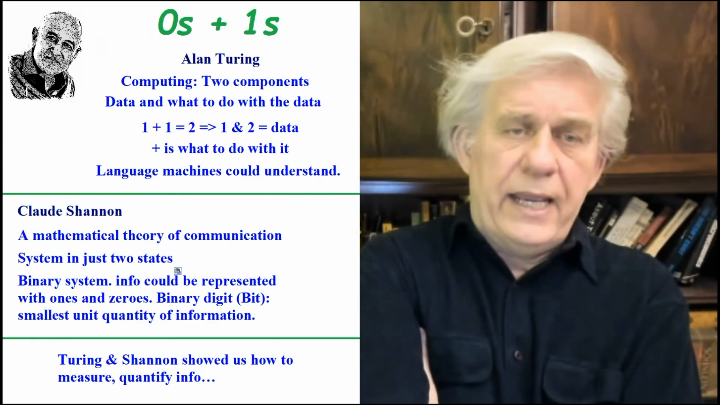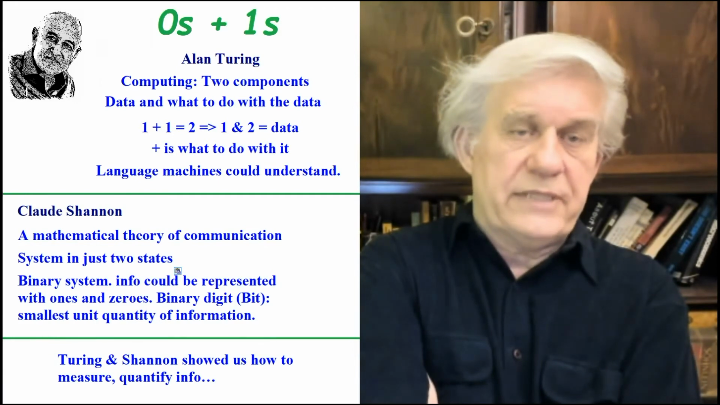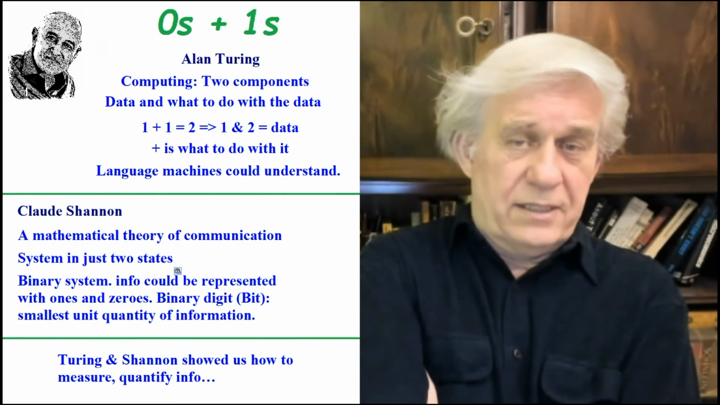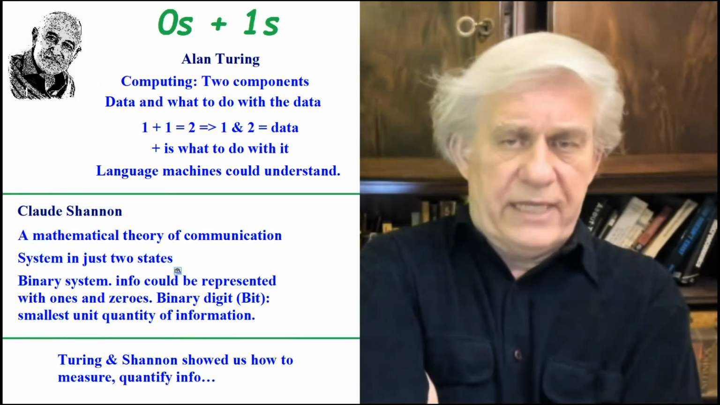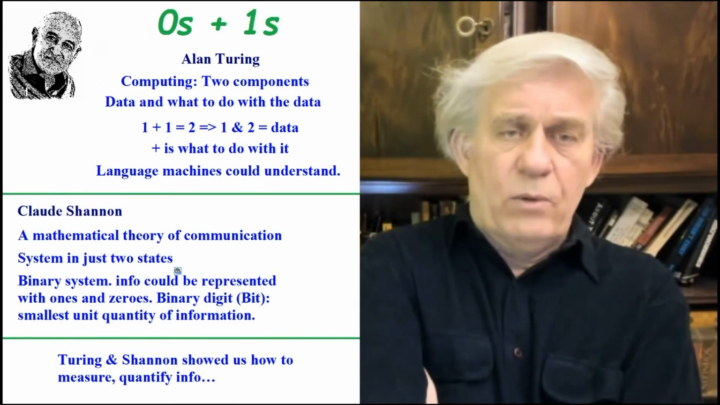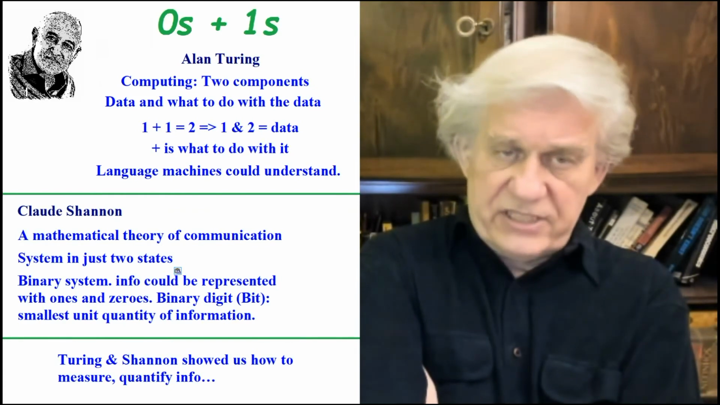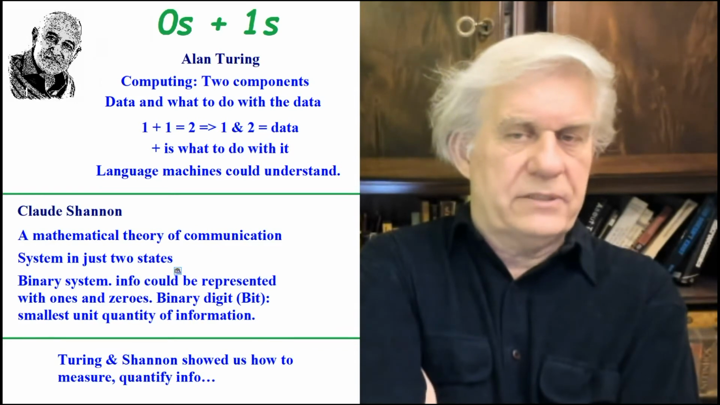Essentially he says that Alan Turing came up with this great thought. He says that computing requires two components. I thought we knew this all along, but he gives the kudos to Turing. He says data and what to do with the data. Those are the two components. 1 + 1 = 2. The ones are the data, but the plus is what to do with it. So those are the two components. And Turing discovered this.